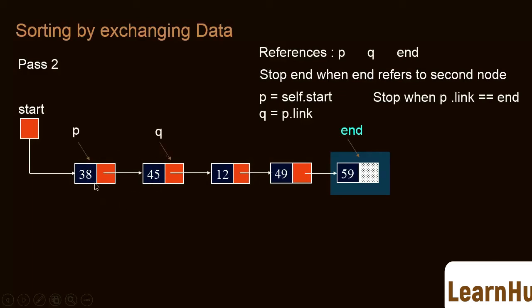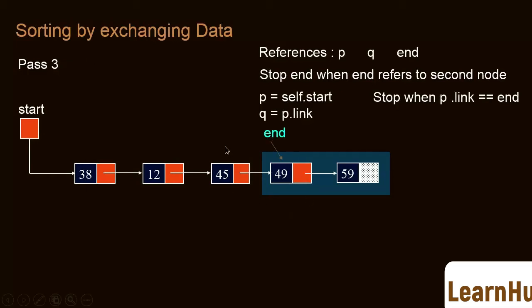We compare info of these two nodes. There is no need to swap. So we move P forward and Q forward. Now here we need to swap. So we'll swap and then move P forward and Q forward. No need to swap. We move P forward. Now we can see that P-link has become equal to end. So we'll stop. And this is the end of pass 2. So we can see that at the end of pass 2, this much portion of the list has become sorted.